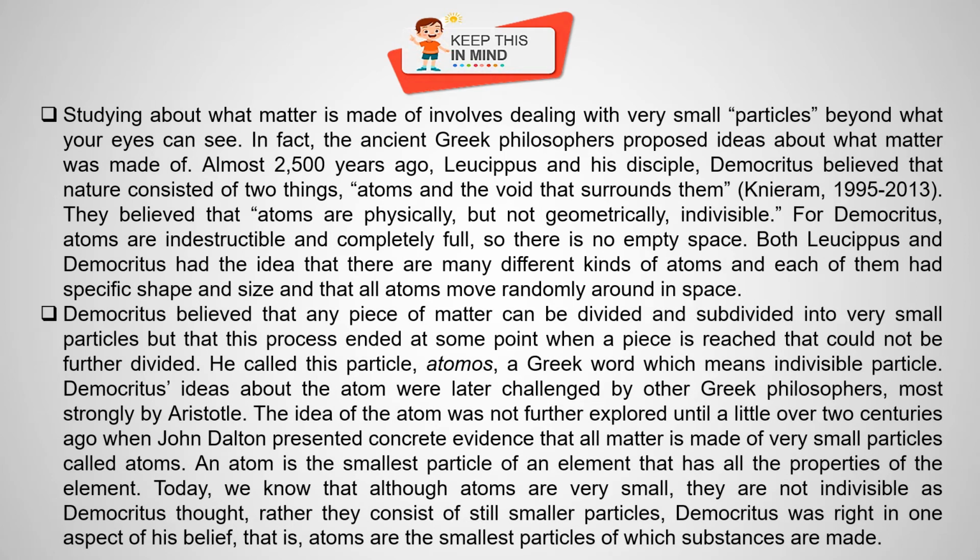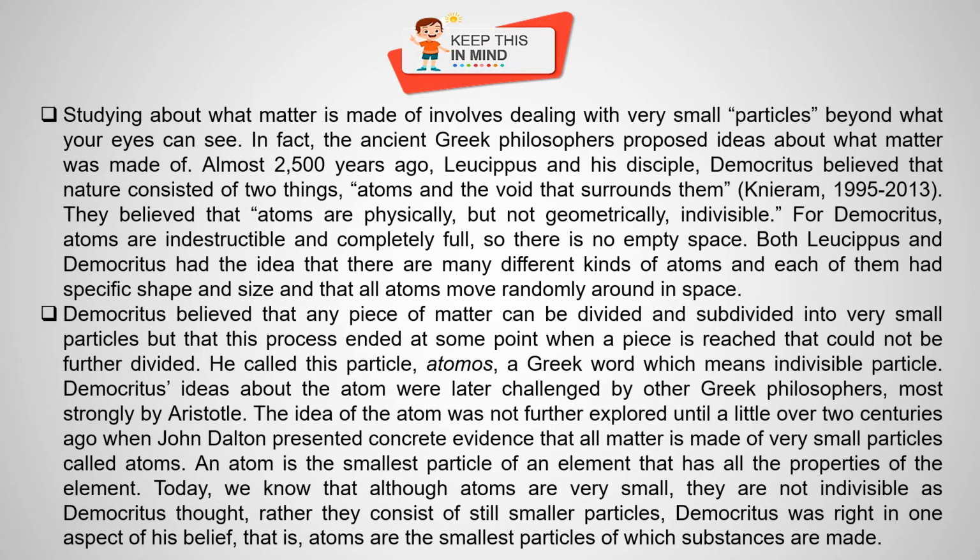Democritus believed that any piece of matter can be divided and subdivided into very small particles, but that this process ended at some point when a piece is reached that could not be further divided. He called this particle atomos, a Greek word which means indivisible particle. Democritus' ideas about the atom were later challenged by other Greek philosophers, most strongly by Aristotle.